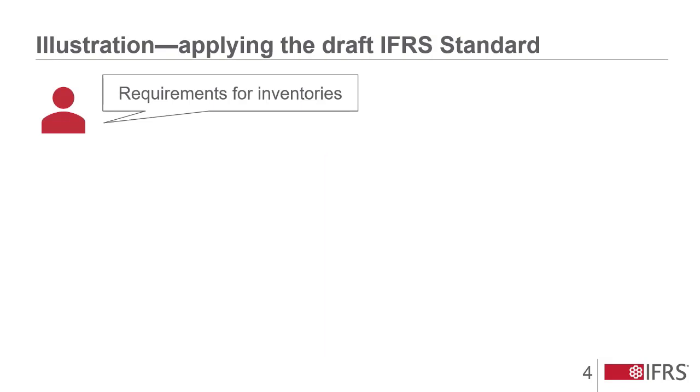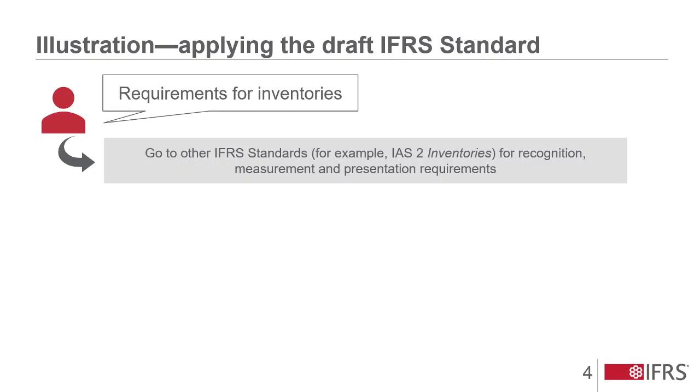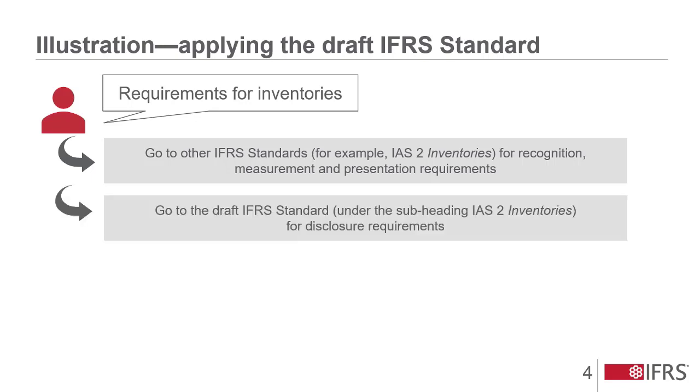Now, let's have a quick illustration of applying the draft IFRS standard. For example, accounting for inventory. The subsidiary would apply IAS 2, the IFRS standard for inventories, to determine how to recognize, measure, and present items of inventory. Then, it would apply the disclosures in the draft IFRS standard to determine what information should be disclosed. As I said earlier, these disclosure requirements are set out under the relevant subheading, in this case, under IAS 2.